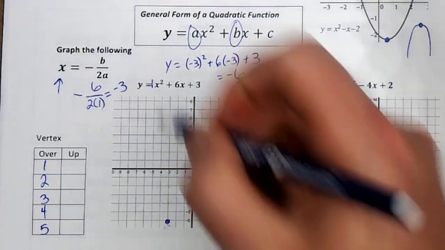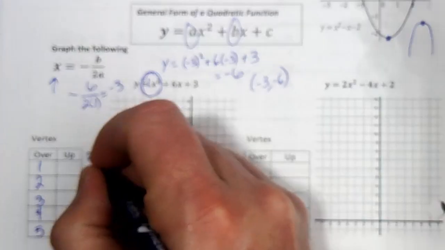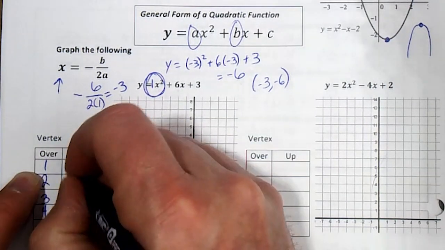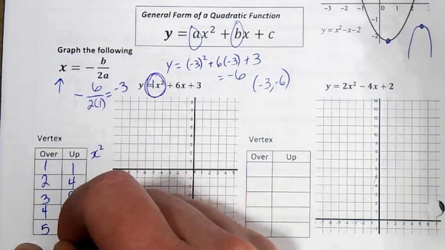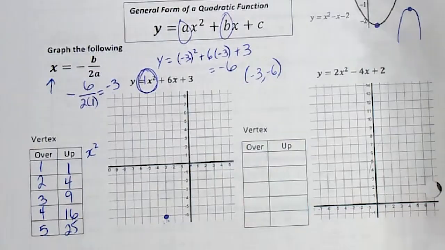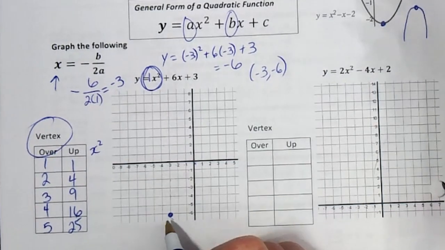The up is taking this first term. So the up is going to be x squared. So 1 squared is 1, 2 squared is 4. As you can see, 4 and 5 are just too big. They won't fit on the graph. So we always start at the vertex. I'm going to start here.